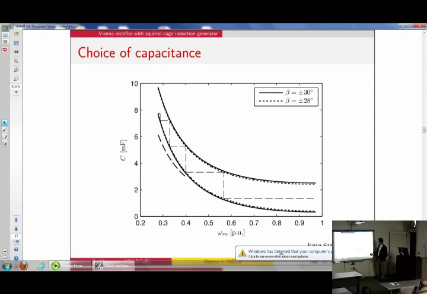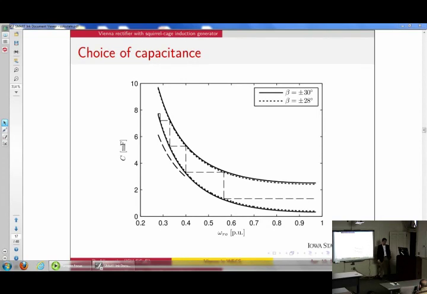So the idea that we implemented is, if you really want to go from a very low wind speed to nominal, so that you can extract a lot of energy from your wind turbine, you have to find a way to switch between different capacitance levels. So you can have a switched capacitor bank if you would like to do it like this. All right?